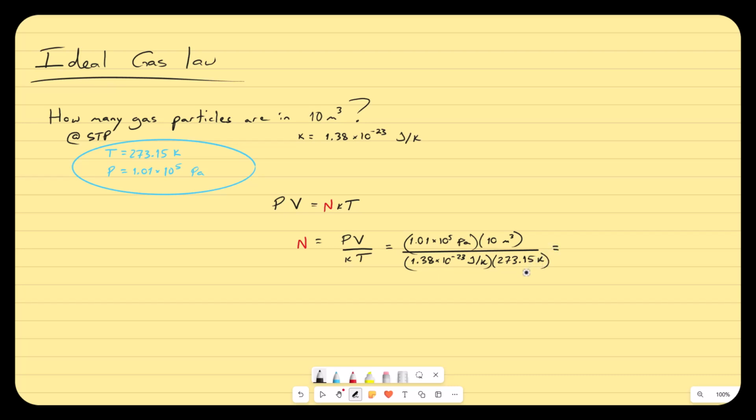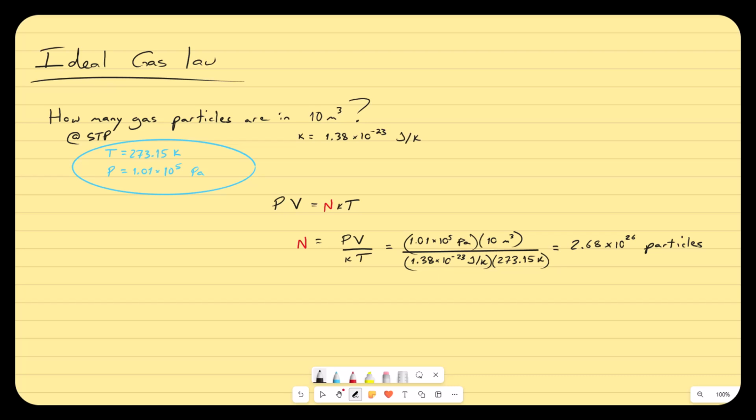Now I'm hoping that this is a big number because it very much should be. 10 cubic meters is a lot of space, so I should be getting a lot of gas particles, but I'll plug these in. And I do get a big number, 2.68 times 10 to the 26th particles. That is a lot. That's a 2, give or take, followed by 26 zeros.